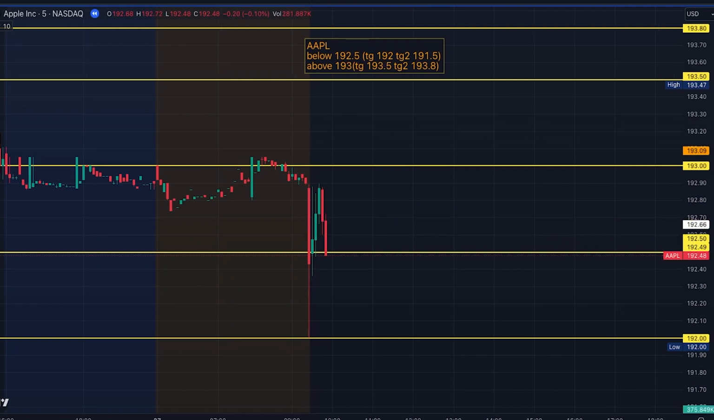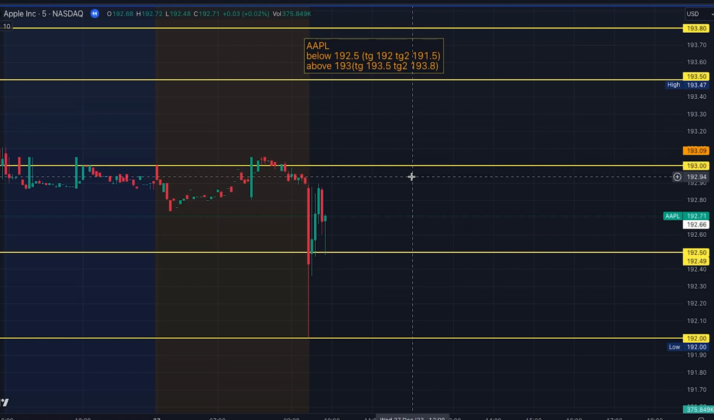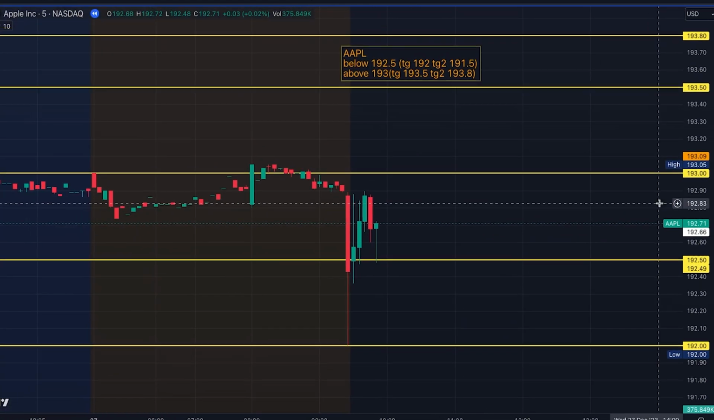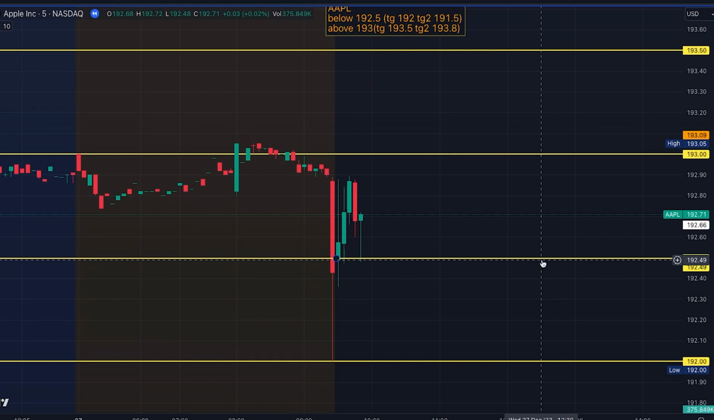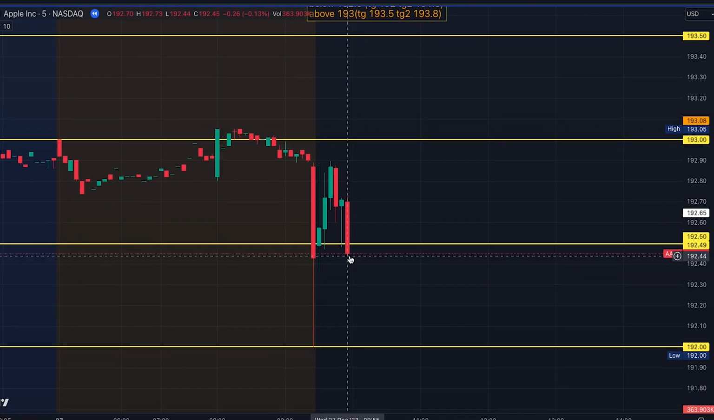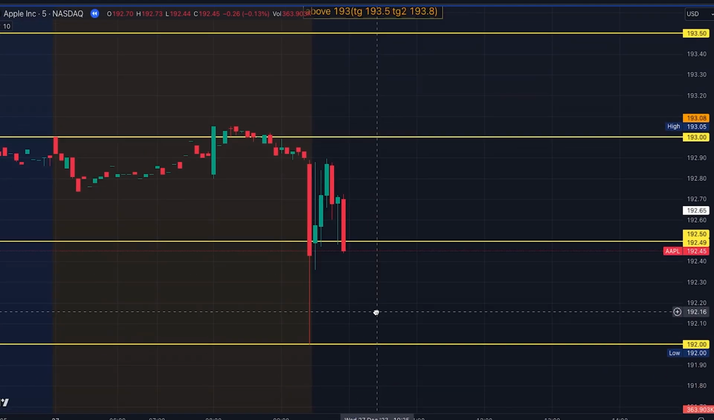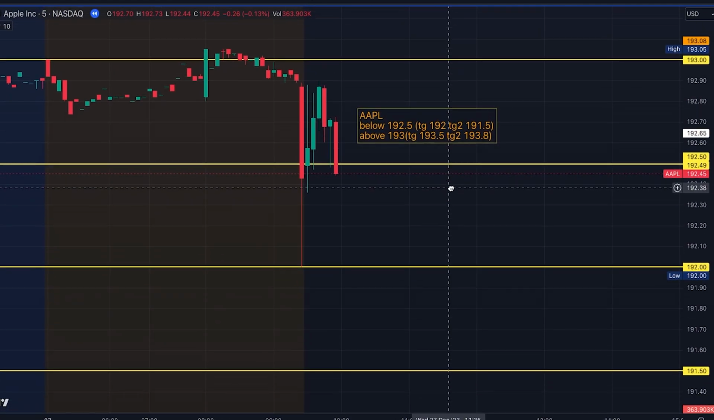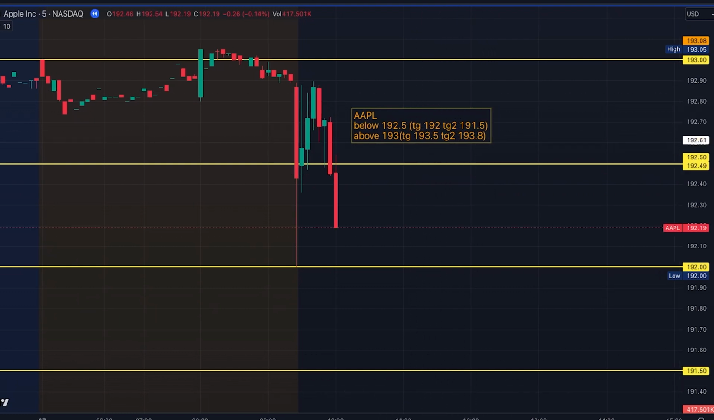So now, it's still in the middle of this zone. Let's see if it breaks. It hasn't broken 192.5. It hasn't broken 193. What are we doing? We stay in cash. The moment this 192.5 level breaks, we go short. Okay, level broke. Now we can go short here with the profit target. The first profit target is 192. The second profit target is 191.5. Boom, we are short. There we go.